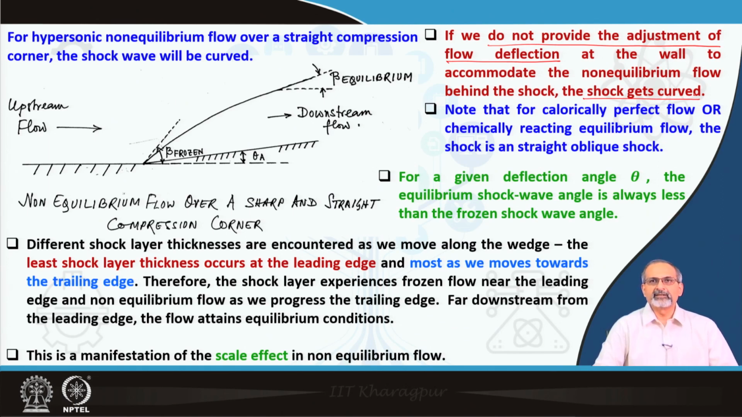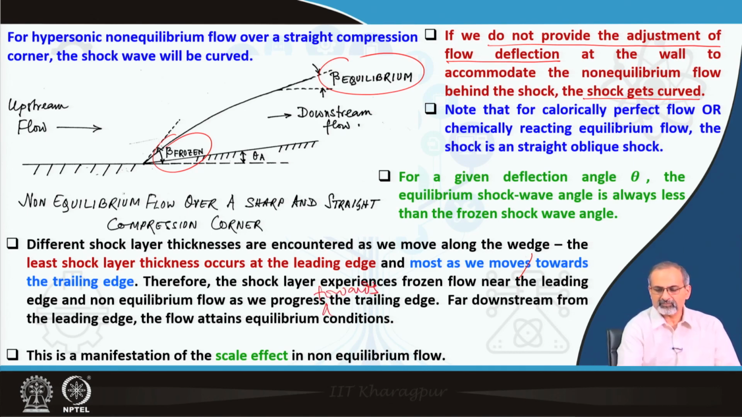For a given deflection angle theta, the equilibrium shock wave angle is always less than the frozen shock wave angle. So, the extremes are shown over here. Different shock layer thicknesses are encountered as we move along the wedge. The least shock layer thickness occurs at the leading edge and the most as we move towards the trailing edge. Therefore, the shock layer experiences frozen flow near the leading edge and non-equilibrium flow as we progress towards the trailing edge, and far downstream from the leading edge the flow attains equilibrium conditions. This is, as I mentioned earlier, a manifestation of the scale effect in non-equilibrium flow.